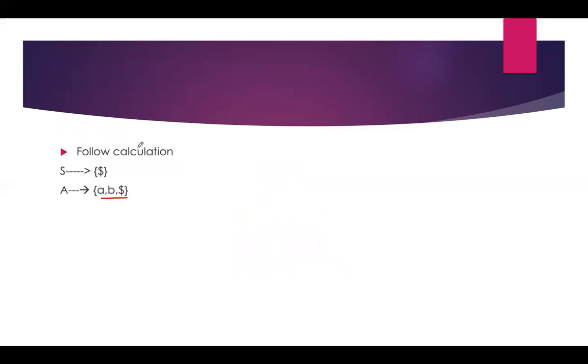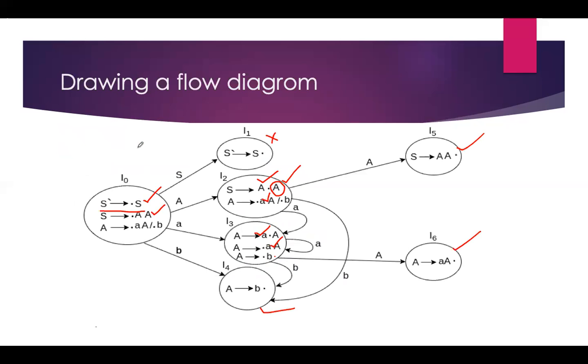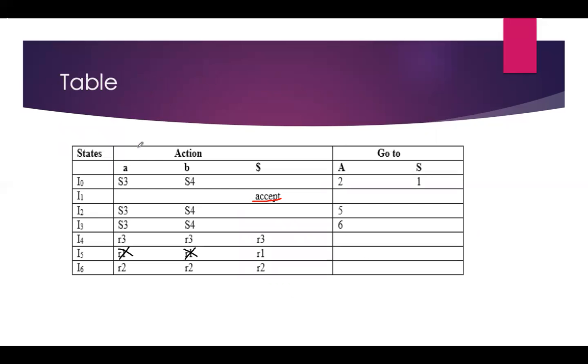So rule number 3, where we need to fill? Under the follow of A. So here in I4, under the follow of A, small a, rule number R3 we need to write. Under the follow of b, this is also rule number 3. Under dollar, dollar is also in the follow of A. So R3 we need to fill.